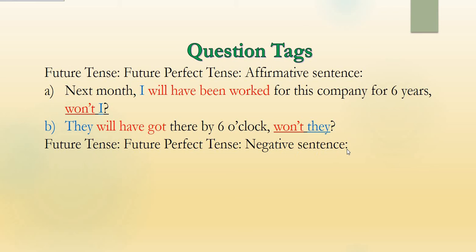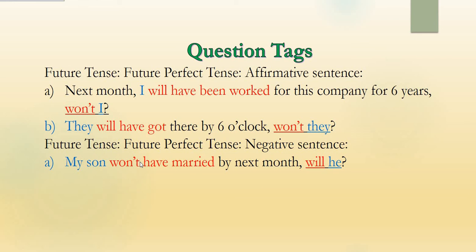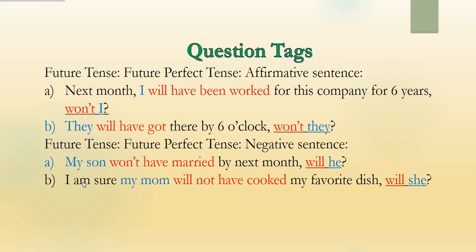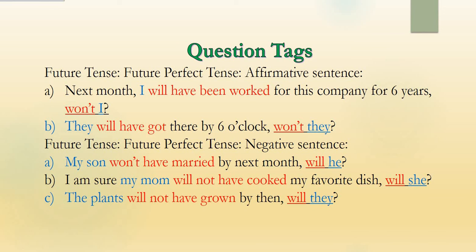Future perfect tense, negative sentence. My son won't have married by next month, will he? I am sure my mom will not have cooked my favorite dish. My mom is a female, so she is used. We are omitting not. You can use I am sure also to convert into question tags. In that case, you have to say aren't I. The plants will not have grown by then, will they?